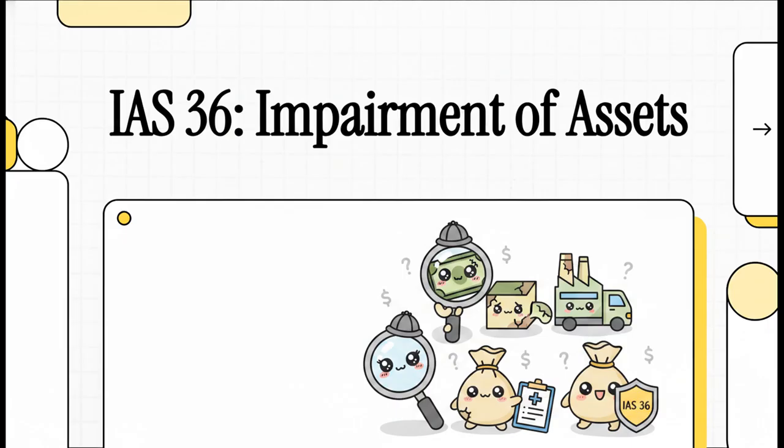We're uncovering the actual mechanics of IAS 36. That's the accounting standard specifically designed to ensure a company's balance sheet isn't hiding any sick or overvalued assets. Let's get right into it.